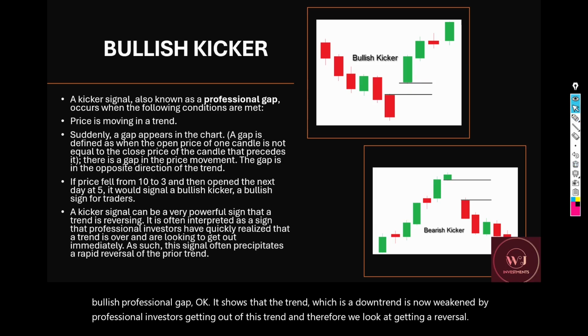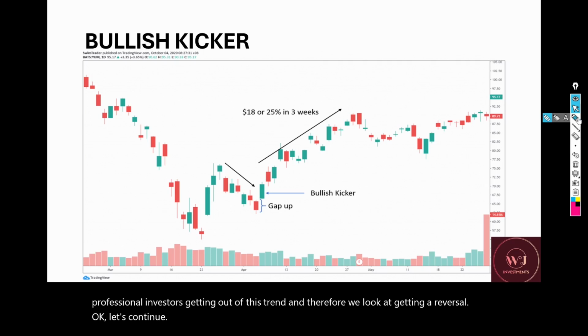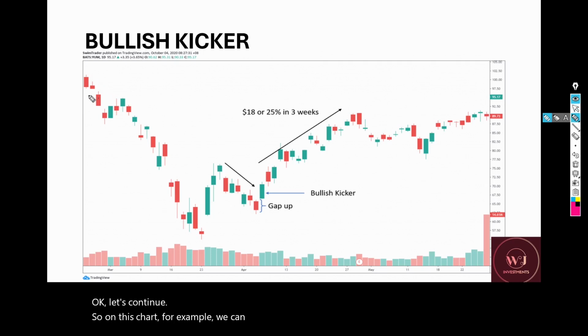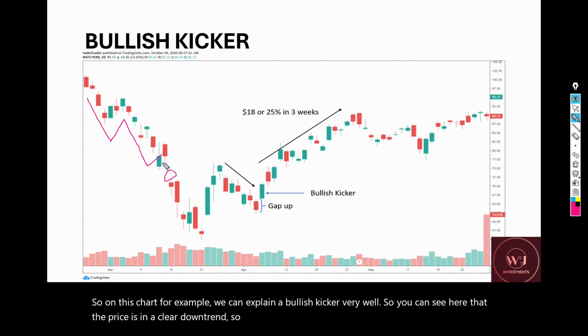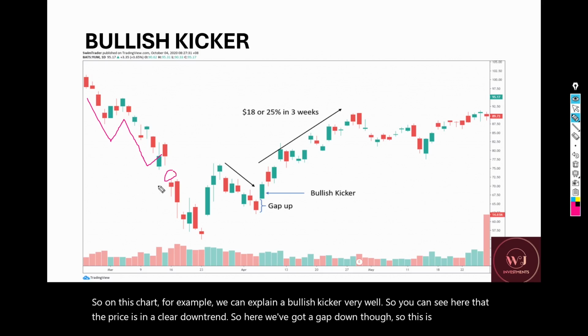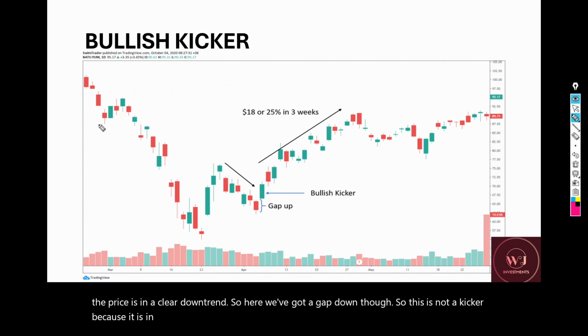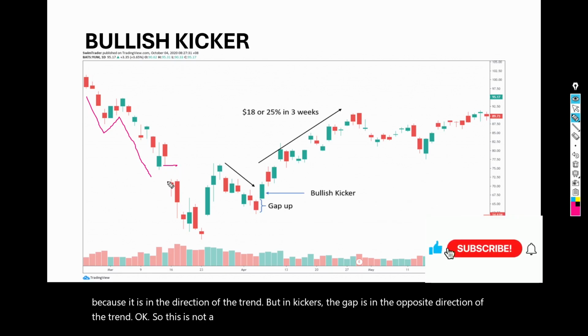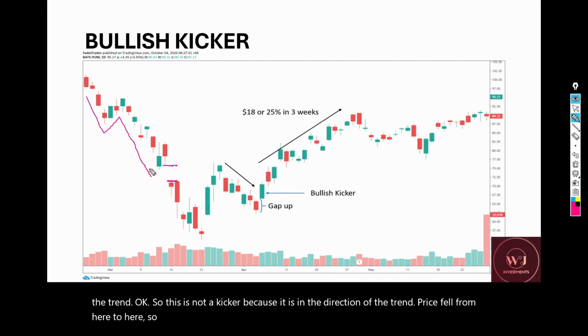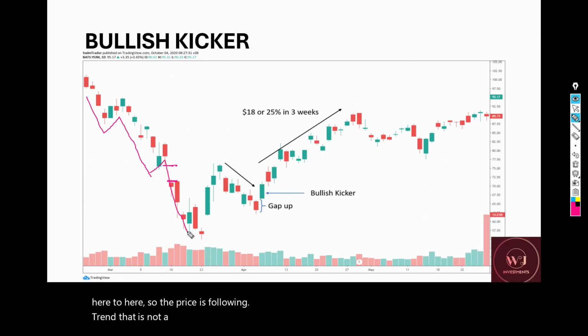Okay, let's continue. So on this chart, for example, we can explain a bullish kicker very well. You can see here that the price is in a clear downtrend. So here we got a gap down, though. So this is not a kicker because it is in the direction of the trend. But in kickers, the gap is in the opposite direction of the trend. Price fell from here to here. So the price is following the trend. That is not a kicker. So you can see that here we have a clear downtrend.